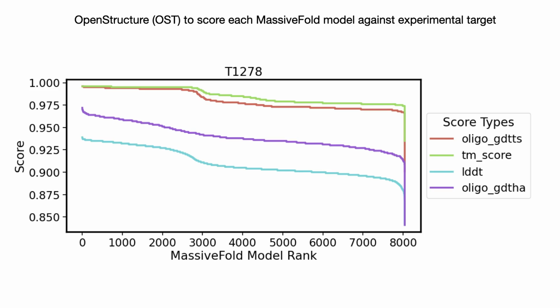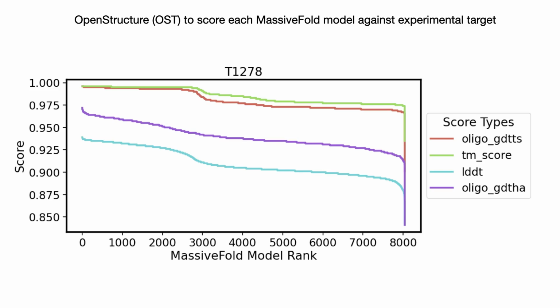So the first task, though, was really to take these 8,000 models that we had from each of the Massifold data sets and score them against the experimental structure. How we did that was using OpenStructure, which we already heard about a few different times. Here I'm just showing the example for one of the heteromer targets, with some of these scores from OpenStructure that we just heard about from Randy.